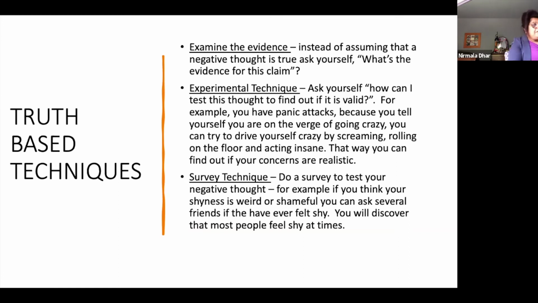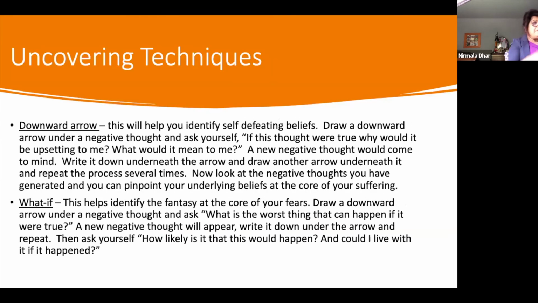Then the downward arrow, I've used that a lot. This helps you to identify what we call self-defeating beliefs, remember? I wish I had a whiteboard, which I don't right now. We draw a downward arrow under a negative thought and then ask, if this thought were true, why would it be upsetting to me? What would it mean to me? And then you come up with a new negative, and then you draw another arrow, and you continue to do these arrows till you come to the underlying core belief, which is at the heart of the suffering that the person is experiencing. This is called the downward arrow technique, which is really uncovering the core belief.